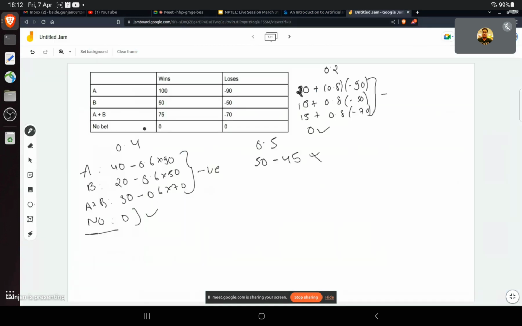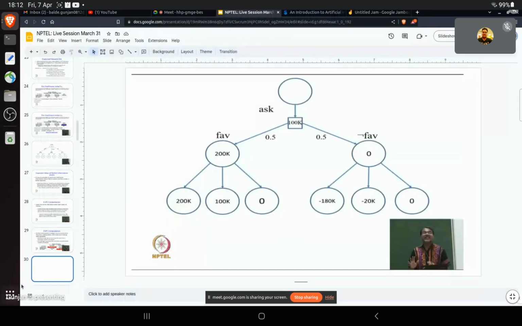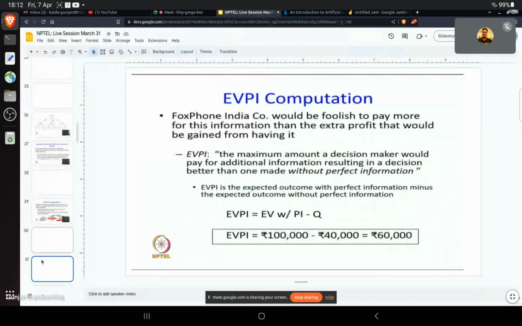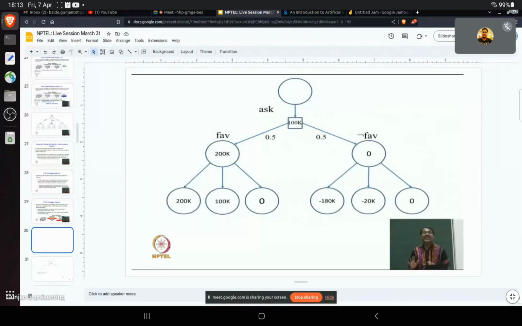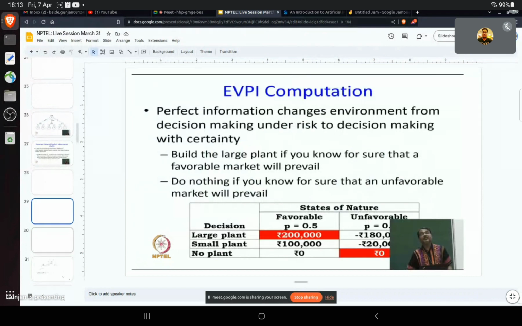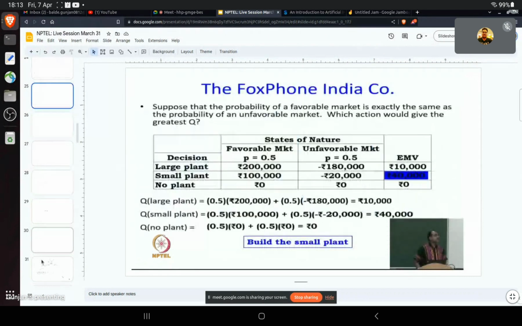So in our case, if it is favorable, we have 100 as the best guess, and if it is not favorable, we have 0 as the best guess, right? So the average, or basically the expected thing that we have is 50. Now what we do, we have the expected value with perfect information minus the q value, right? So what is the q value that we have?